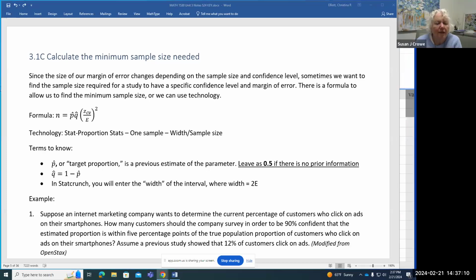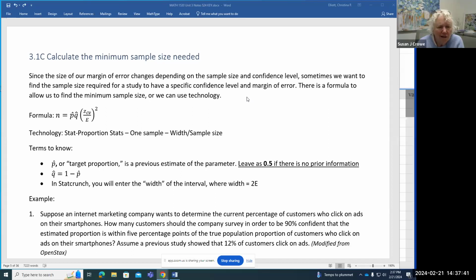Christina. Hey, Susan. Let's talk about minimum sample size, because sometimes you know what your confidence level is, but you need to run the study and you need to know how many people you have to ask. And the truth is, it costs money to run a study. So you need to know the minimum number of people that you need to ask in order to meet the requirements of the confidence level and the margin of error, and still feel good about your study.